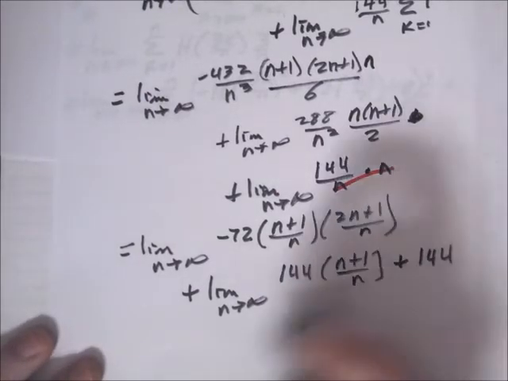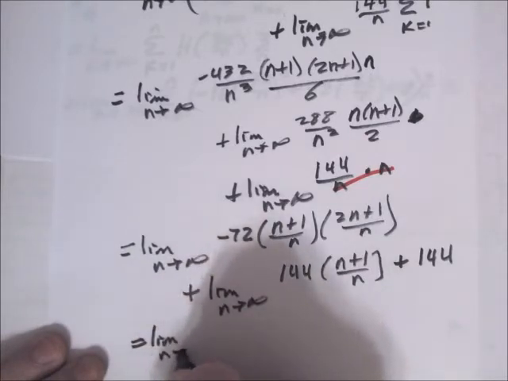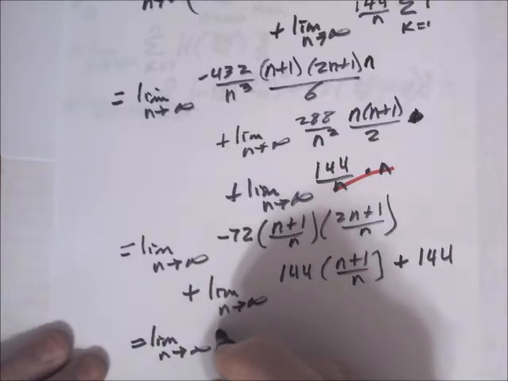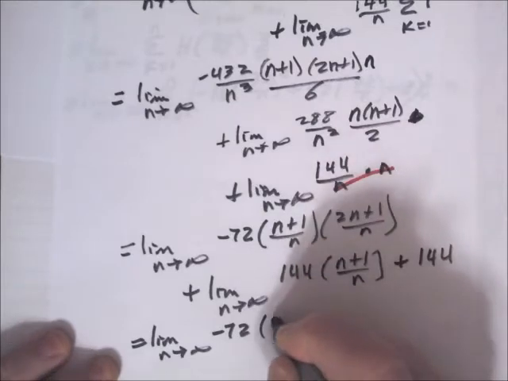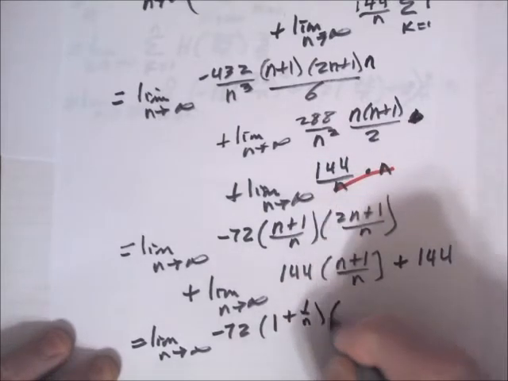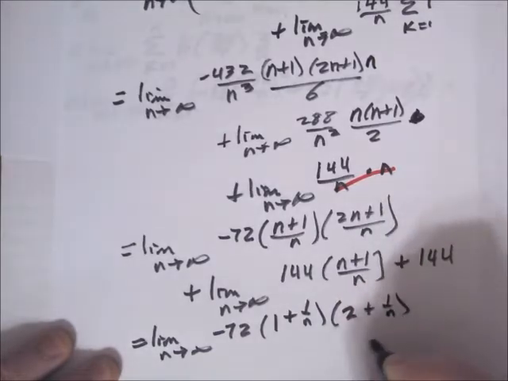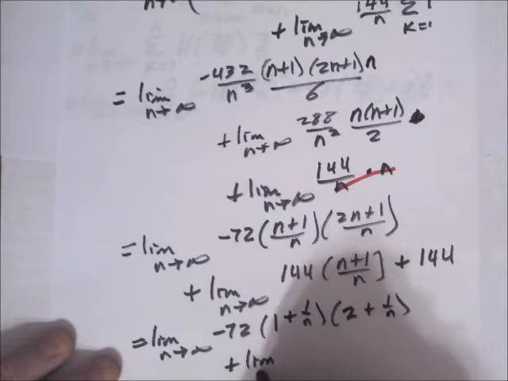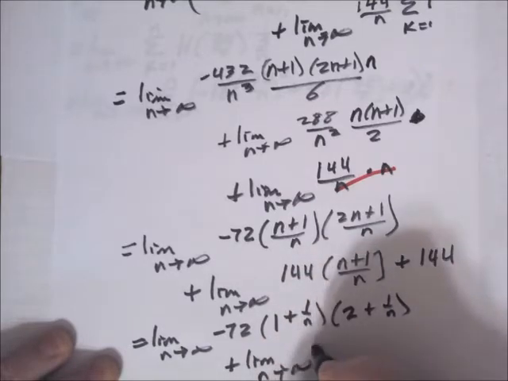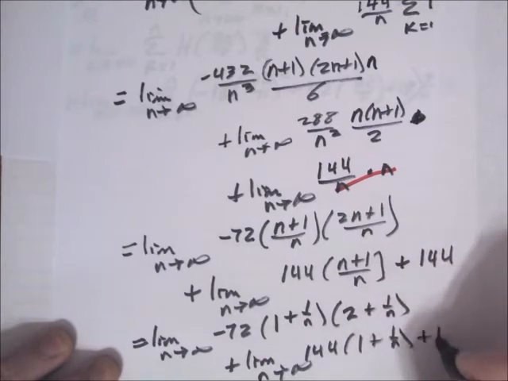Okay, so we can rewrite this as the limit as n goes to infinity of minus 72. If we distribute the denominator here, we get 1 plus 1 over n. Distribute the denominator there, 2 plus 1 over n. Plus the limit as n goes to infinity, 144 times 1 plus 1 over n, plus 144.